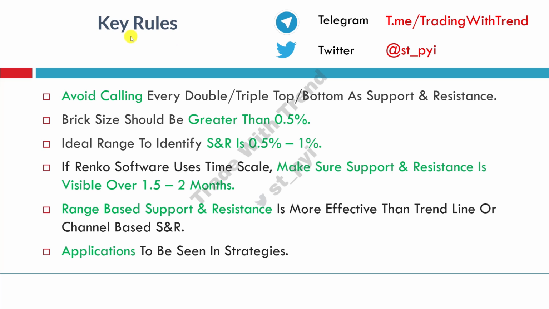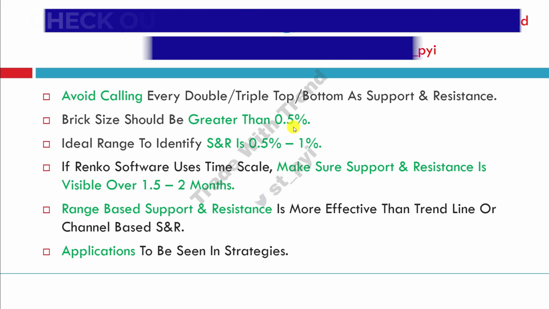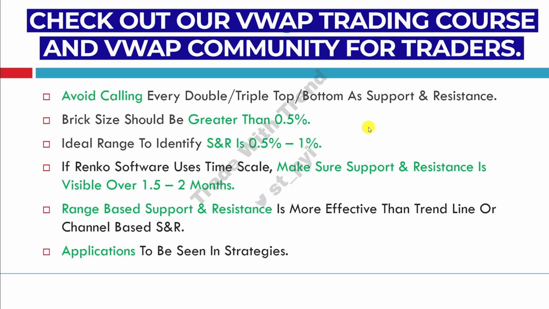So let me just tell you the key rules that you have to apply. You can take a screenshot of this particular slide because this will come in handy. The first rule is to avoid calling every double top, triple top or bottom as support or resistance. That is not how you should be using Renko chart. When it comes to brick size, keep in mind that it should be greater than 0.5% because that is what will represent the right amount of activity in the market that you need to focus upon.